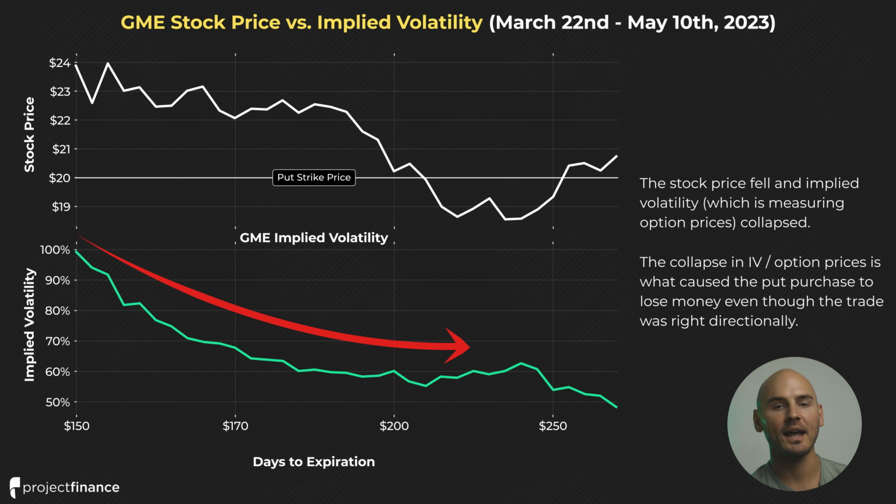and we would think that buying put options and seeing a big drop in the stock price would make money. So even though the stock price was falling towards and ultimately through the put strike price of $20, implied volatility went from 100% down to about 55%, which is a massive decrease, and ultimately led to a losing put purchase trade in GME.